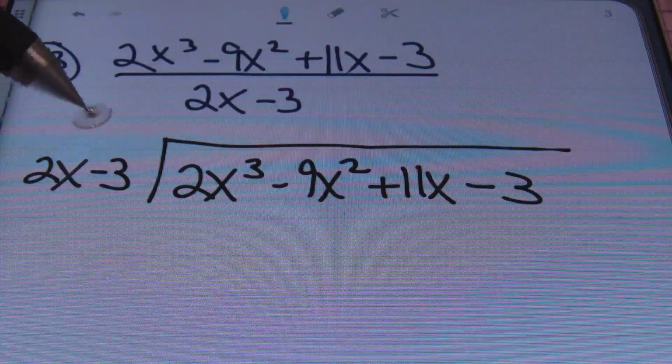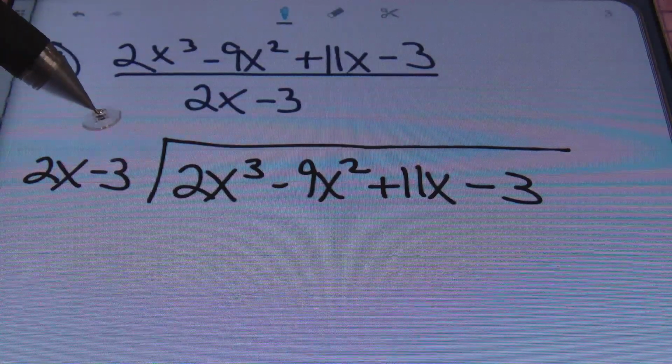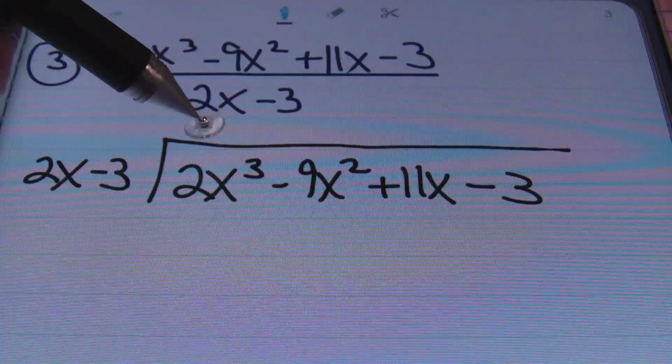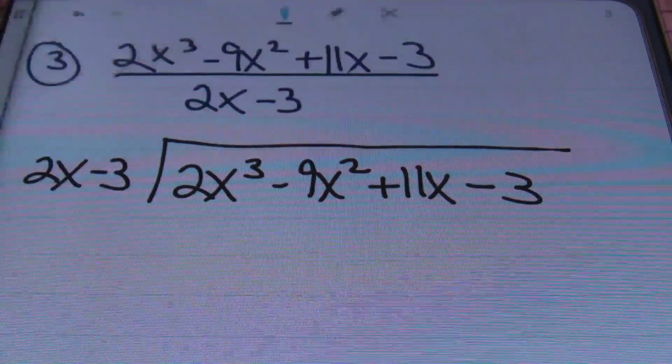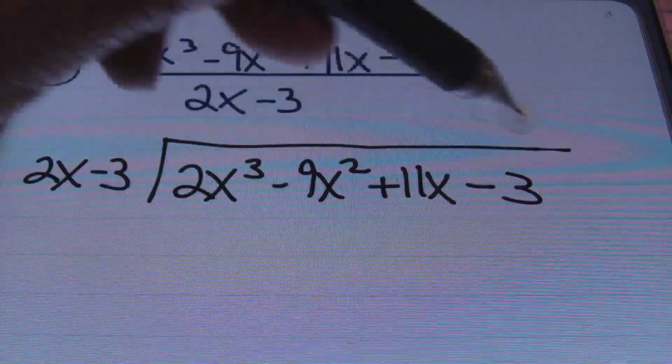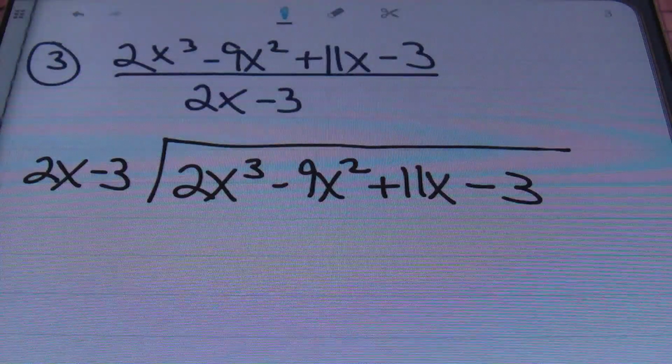So here I have x to the 1st power. This negative 3 counts as x to the 0 power. And then my dividend here is going to be set up as x cubed, x squared, x to the first power, and then x to the 0 power. You want to have your terms in descending order of your variable, and it is.